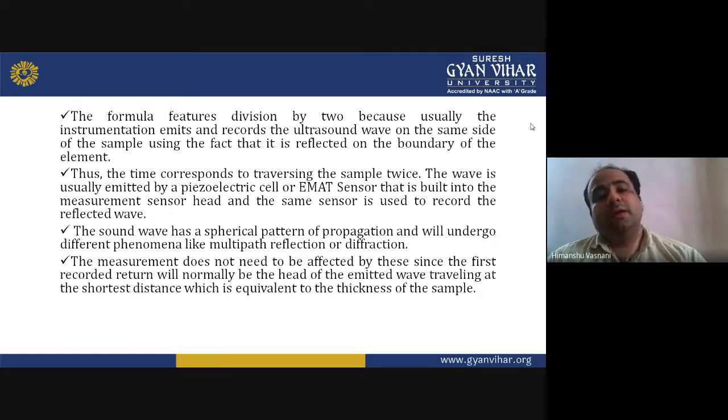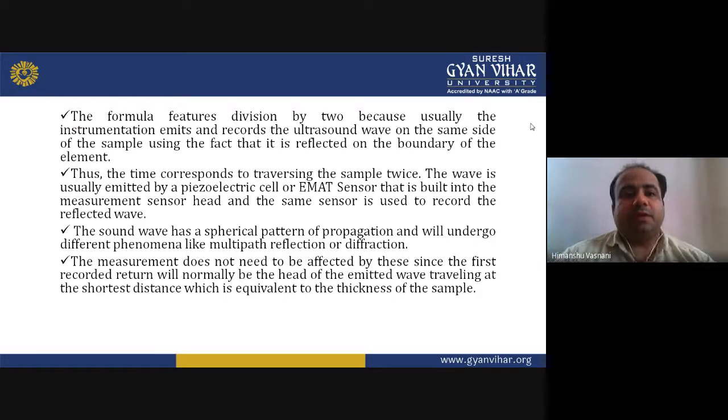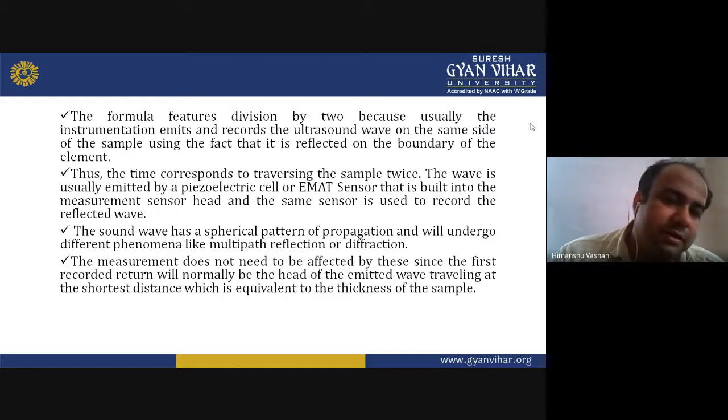I repeat, the time corresponds to traversing the sample twice, because when the waves go, they are reflected on the boundary of the element. The wave is usually emitted by a piezoelectric cell, or EMAT sensor, that is built into the measurement sensor head, and the same sensor is used to record the reflected wave.